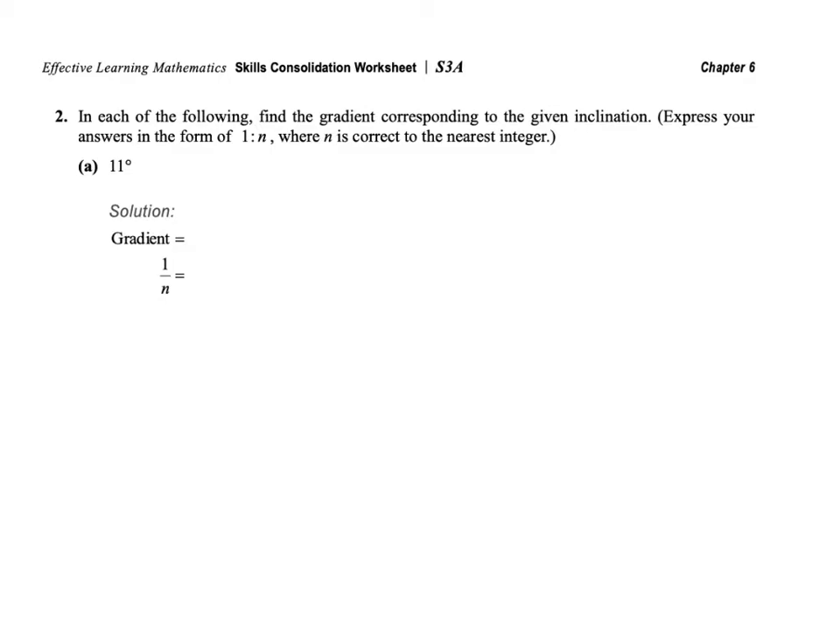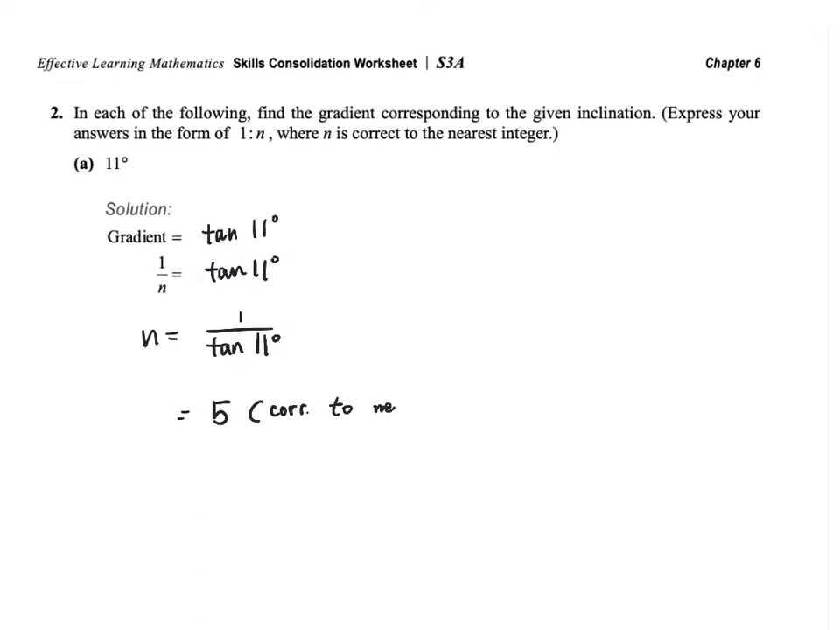If you are going to find out the gradient corresponding to the given inclination, you should know that the gradient equals tangent 11 degree. So when you put it there, you know that n equals 1 over tangent 11 degree. That means n is approximately equal to 5. I correct it to the nearest integer. So that means the gradient will be equal to 1 to 5.